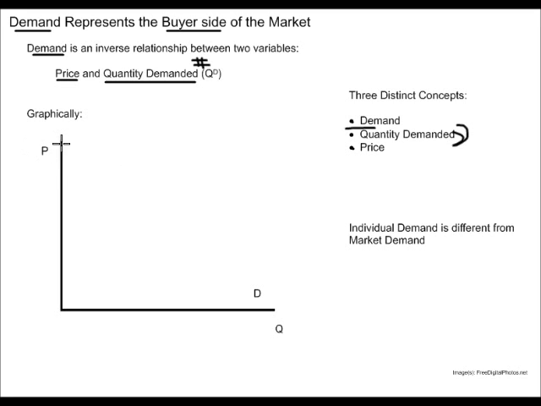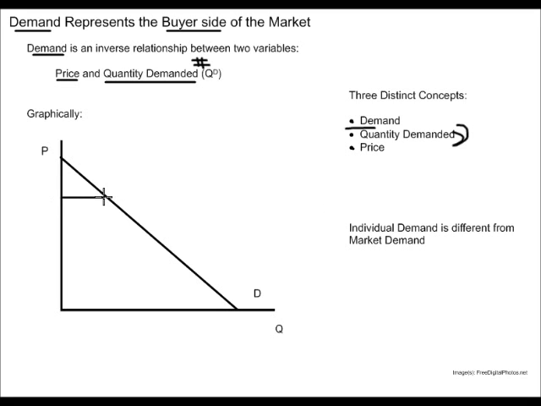Graphically, demand is a downward sloping line. Price is the thing that by convention we measure on the vertical axis. On the horizontal axis, by convention, we measure quantity. Demand, then, is a downward sloping line. Downward sloping because it's an inverse relationship. What does it mean to have an inverse relationship?